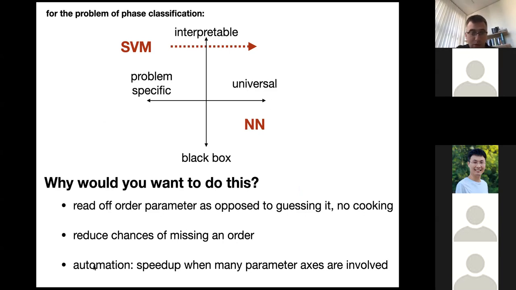My second argument would be that if you follow this scheme, you can actually reduce the chances of missing an order. You can have a scan over the parameter regime, and as soon as something happens, you should pick it up. And finally, if you have to go through a huge parameter space, or you have to vary many, many parameters, J1, J2, J3, I don't know what, this can give you a lot of speed up. But the main reason should be that you don't have to guess the order parameter, which can be very misleading, especially if the order is complicated.